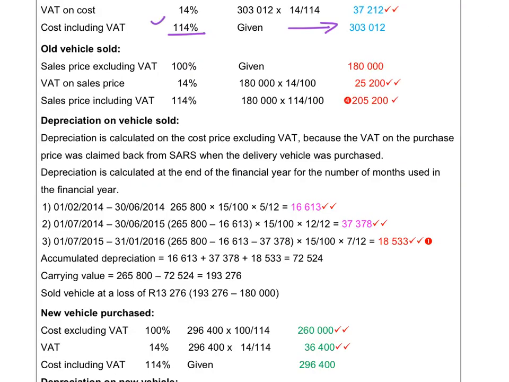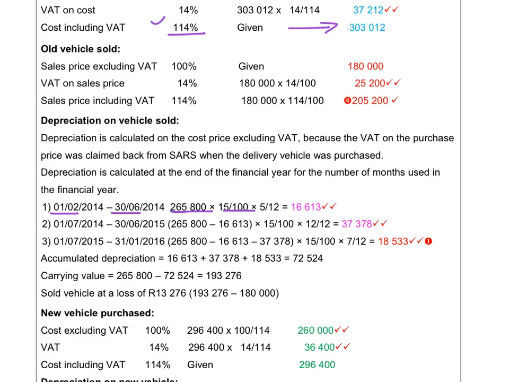We bought the vehicle on the 31st of January. That means we didn't write off depreciation in January. We will start writing off depreciation from the 1st of February up to the end of the financial year on the cost price, excluding VAT, times 15%, and now we calculate how many months that is.